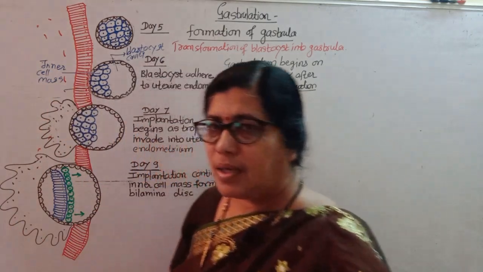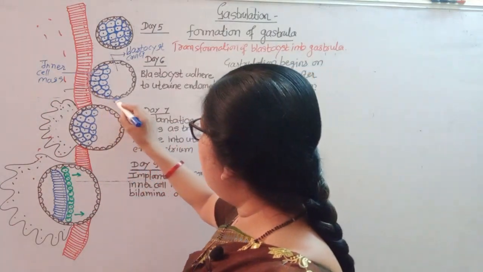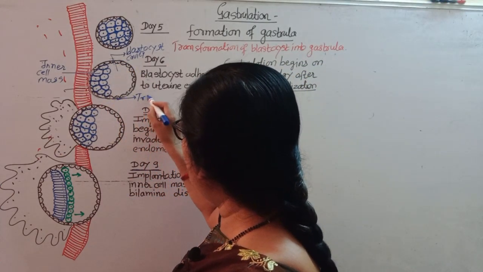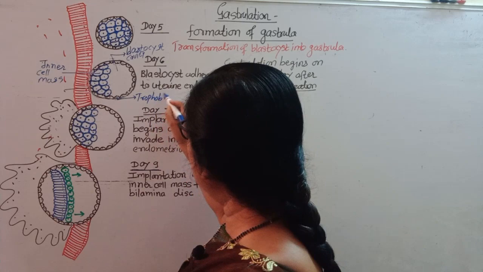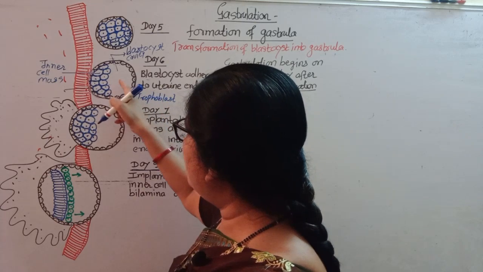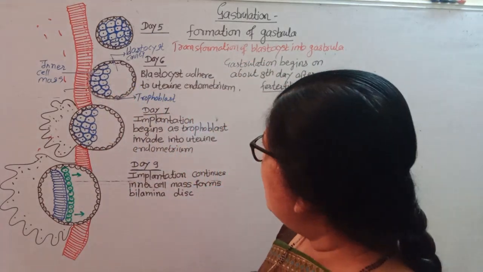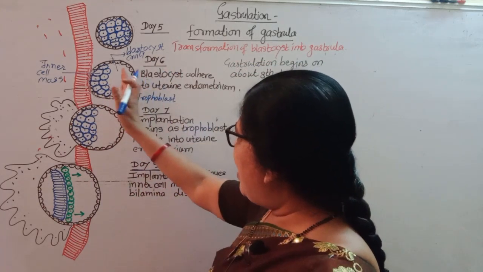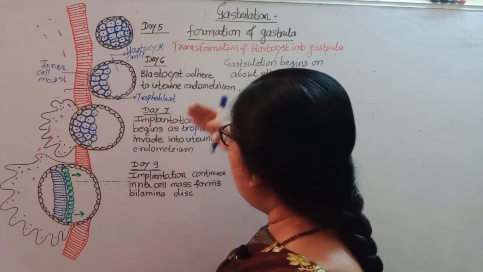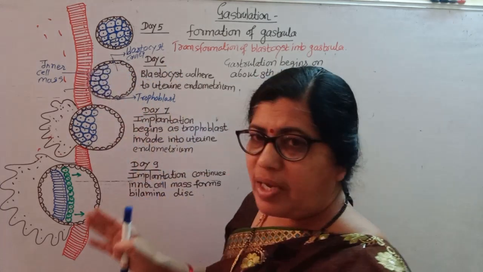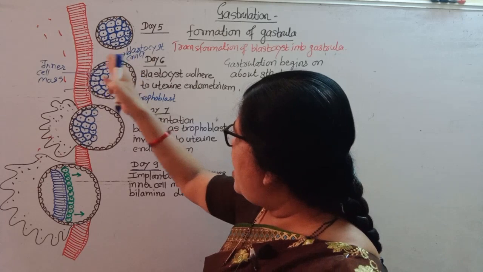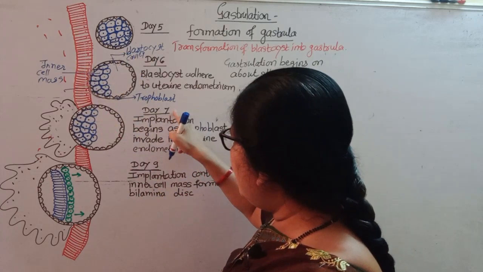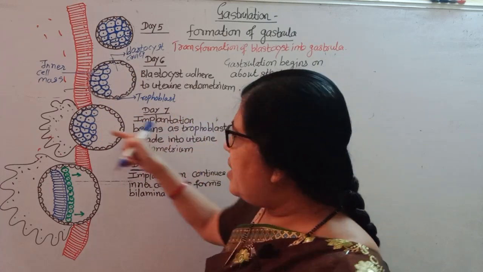And this outer layer of cells is called as trophoblast. So this is blastula or blastocyst. This stage is blastocyst. So on about 6th day after fertilization, blastocyst starts adhering to the uterine endometrium, and on day 7 after fertilization, implantation starts.